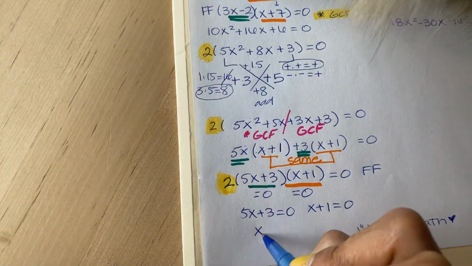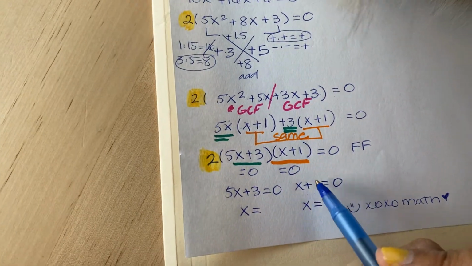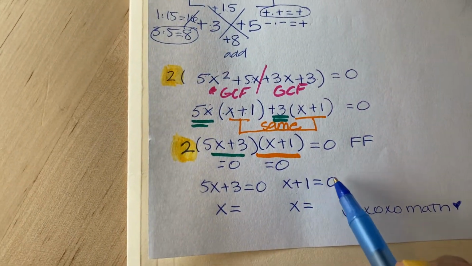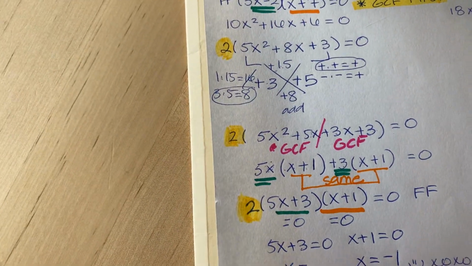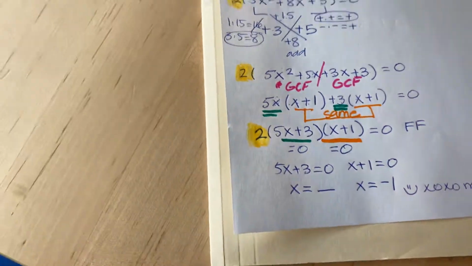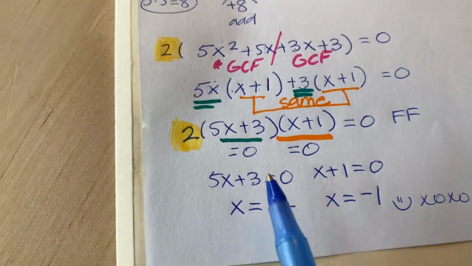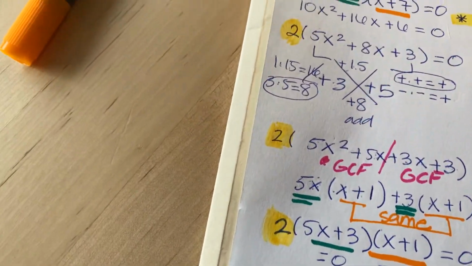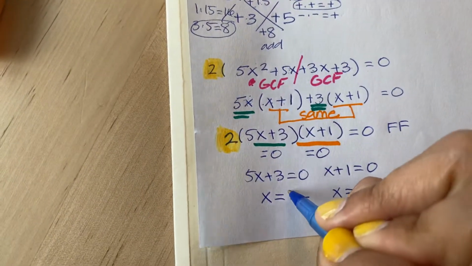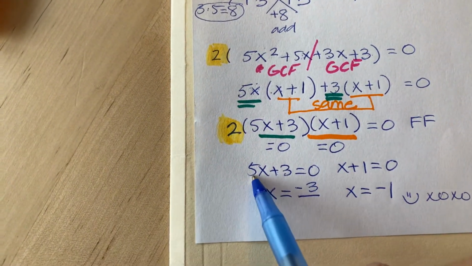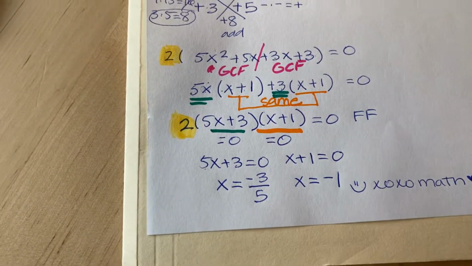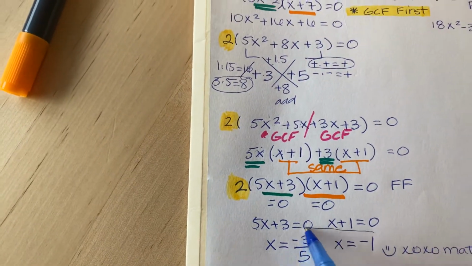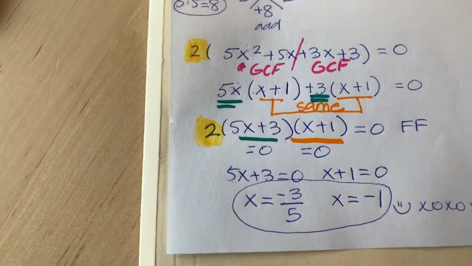And so here, if you guys have noticed what your shortcut is, you end up inverse operating, which means you take this positive 1 over. So it becomes the negative, right? Here, your fraction, let's go over the shortcut. Your numerator is the opposite of this constant, so it's negative 3, and your denominator is the coefficient of x. So it's negative 3/5, x equals negative 1, and those are your factored solving intercepts, root solutions. That's it.